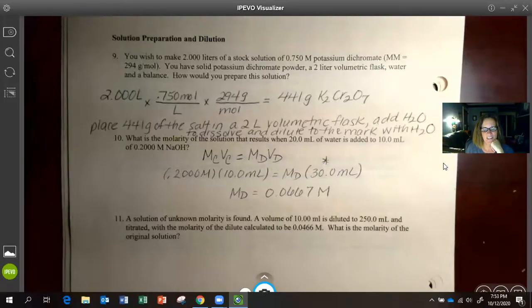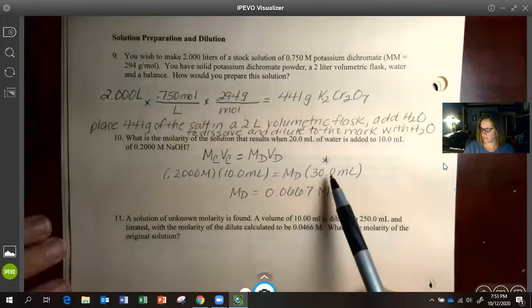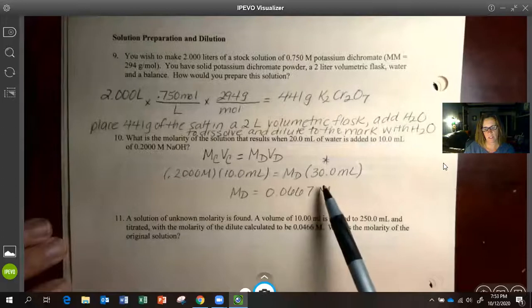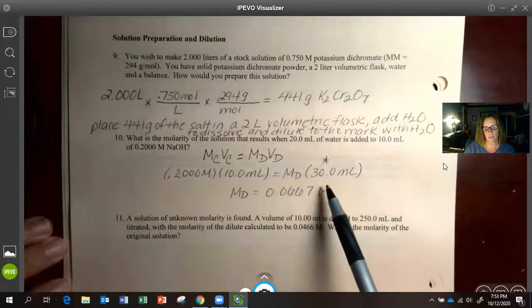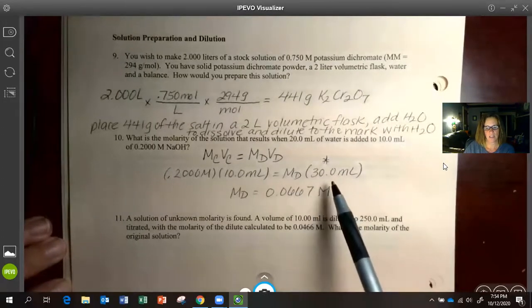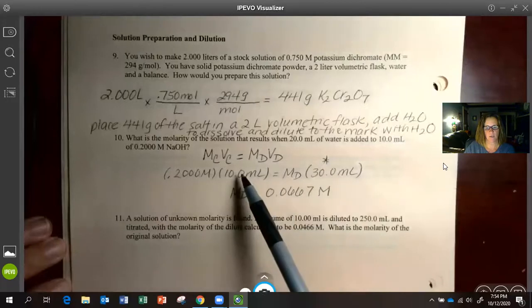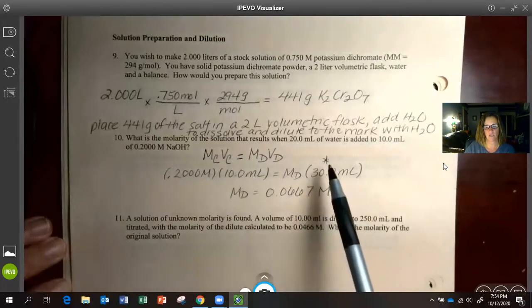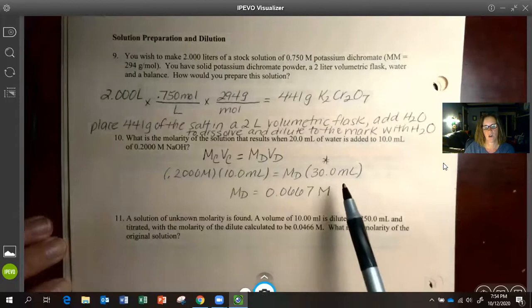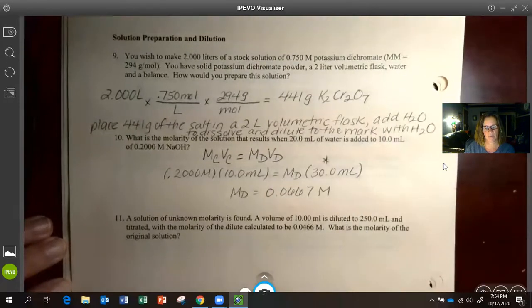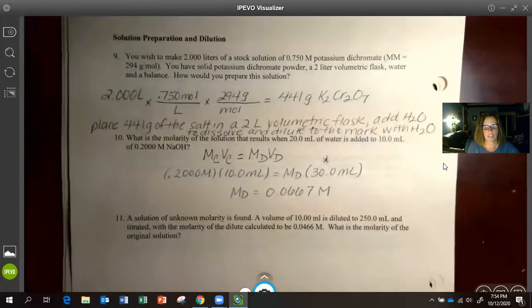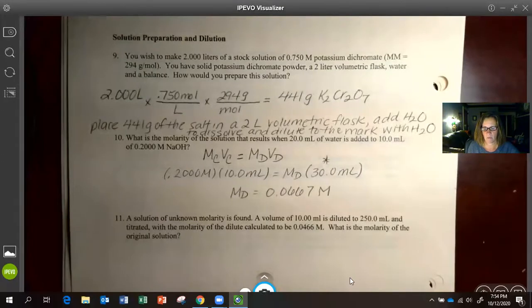So the molarity of the diluted solution is 0.0667 molar. I put a star here next to the 30 milliliters, the volume of the dilute. Understand that the 10 milliliters that we started with is diluted with an additional 20 milliliters to get us to our final volume of 30 milliliters. Go ahead and set up problem number 11 and pause the video while you solve it.